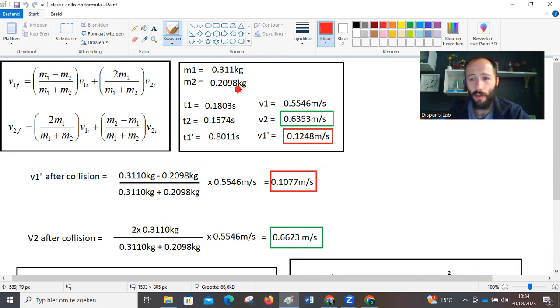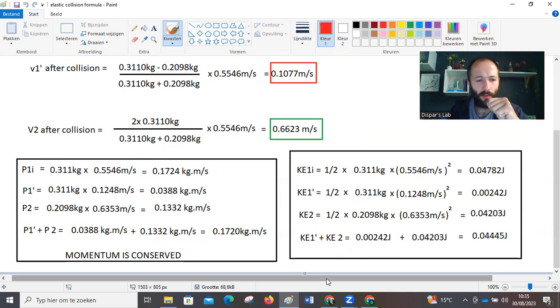So now again, I will repeat this in every video. For the opposition, when you have this type of mass ratio, 311 grams versus 209 or 210 grams, so 310 versus 210, this type of ratio, what will your prediction be in an ideal elastic collision experiment?